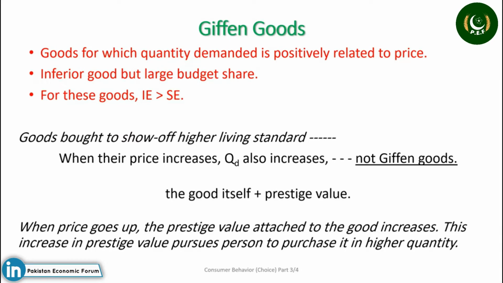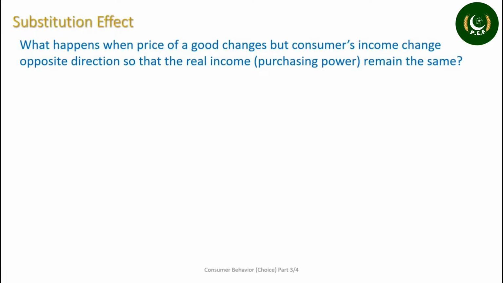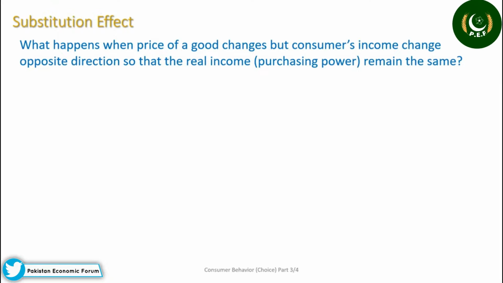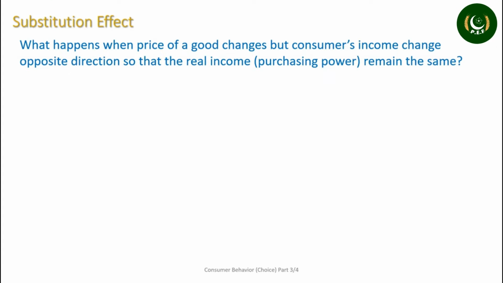Now, the case of substitution effect. By substitution effect, we mean what happens when the price of a good changes, but consumers' real income remains the same. That is, the price of the good changes, but the income of the consumer also adjusts so that the purchasing power or the real income remains the same. What will be the effect on consumption in such a situation? This question is answered by substitution effect.